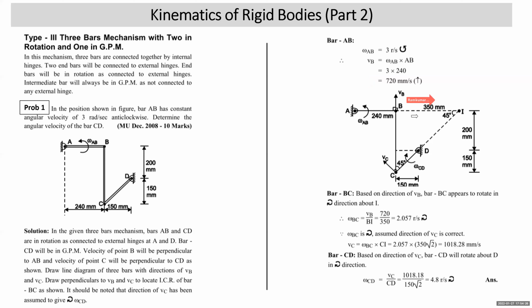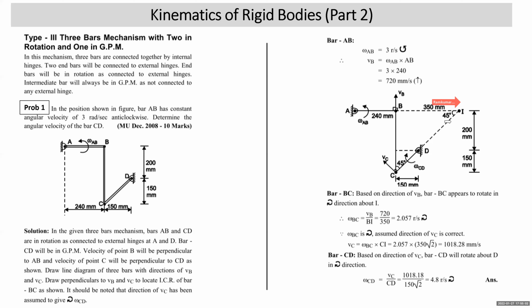All right. Now keep your pen or pencil at I. Look at the velocity of point B. You'll understand that bar BC appears to rotate in the clockwise direction. So omega BC will be VB upon BI. VB we understood is 720. BI length we understood is 350. How did you get 350? Because bar BC is 350 and this angle is 45, so orally we can understand BI length is also 350. So we got omega BC as 2.057 radian per second, clockwise.